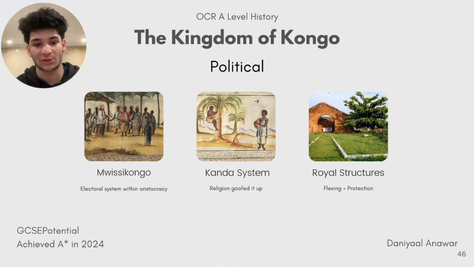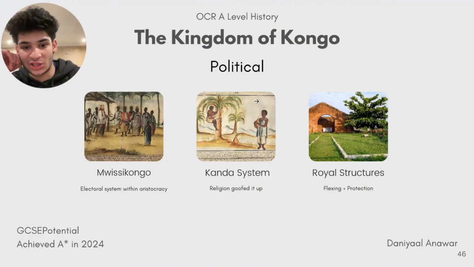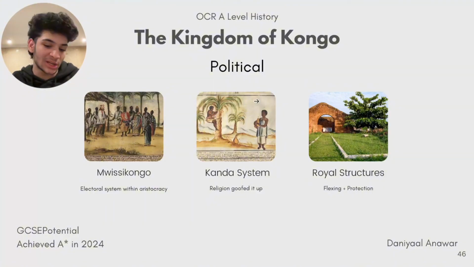within an aristocracy. What that means is there were officials, I think 13, who were sort of leading the charge in Congo. So those were like the main people who were in charge. But then they got to vote within that group for who's the Mani Congo. And the Mani Congo was like the big guy in charge, right? So there was an electoral system, but only the fancy people got to vote. So that's one element of the political system within Congo.